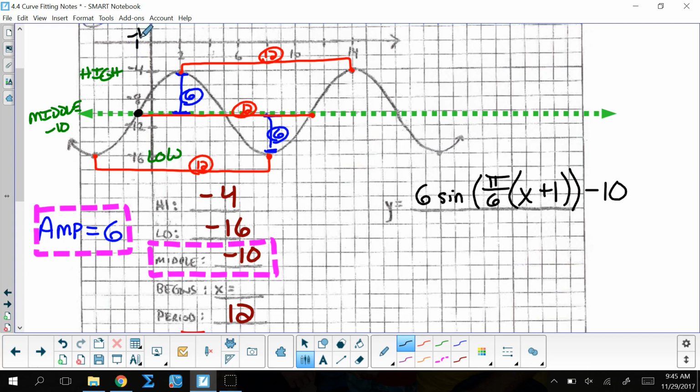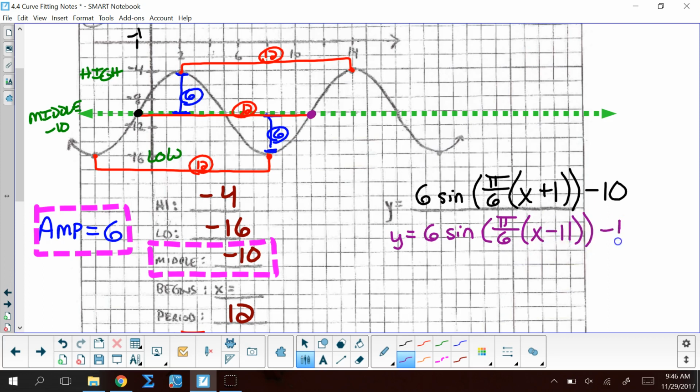So you do the opposite of that to get positive, right? Well, subtract that. Subtract, yeah. Okay? But what if I don't want to start there? What if I want to start here? Then my equation is going to be 6 times the sine of pi over 6 times x minus 11, minus 10.